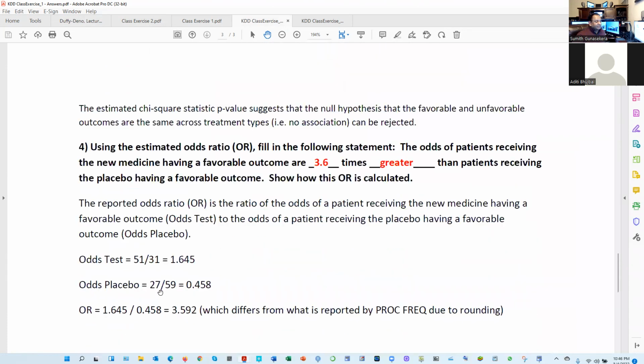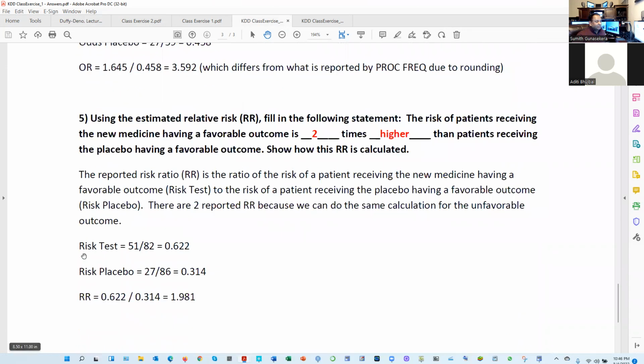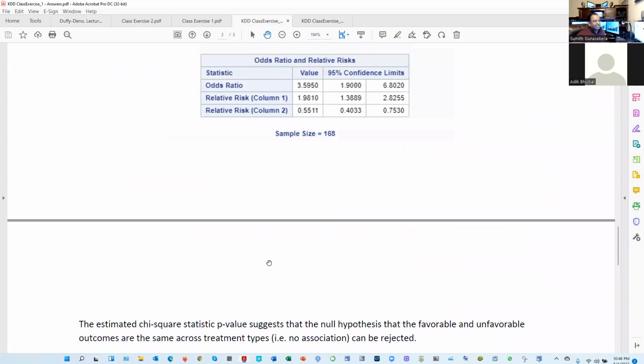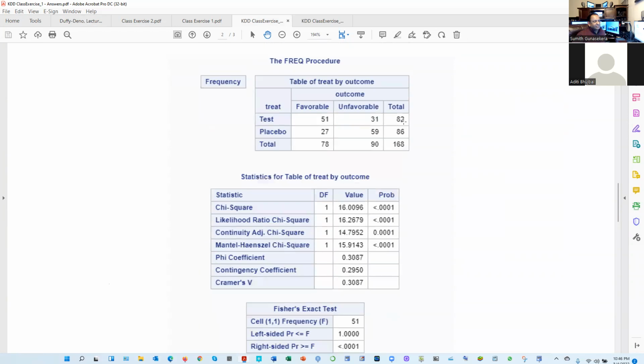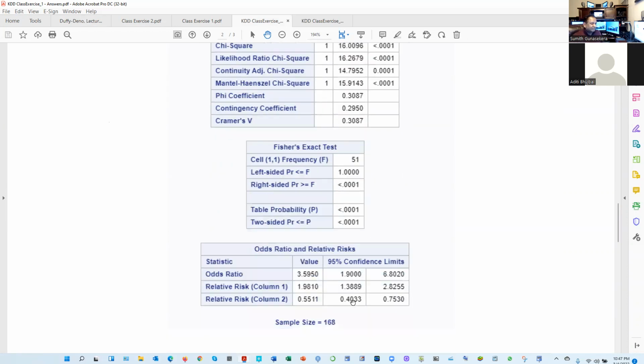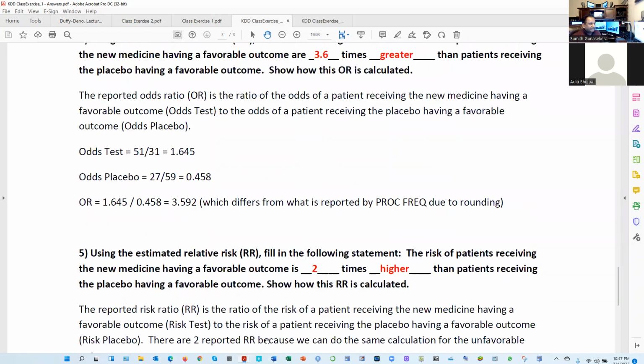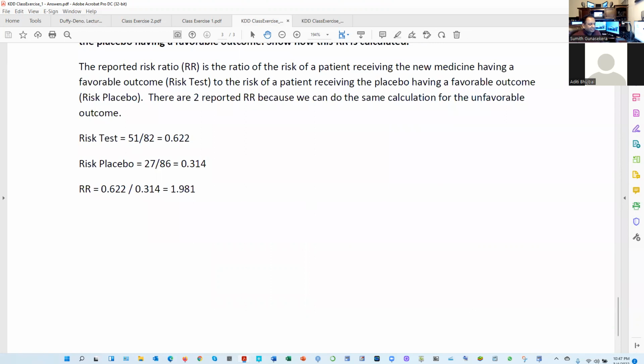This one, the risk for favorable ones. This is for the favorable one. Unfavorable one, again, you can give another one. Risk test for unfavorable. That's going to be what? 50, sorry. It's going to be 31 divided by 82 over 59 divided by 86. That's it, very easy. Once you get the rough idea, it's not a big deal.